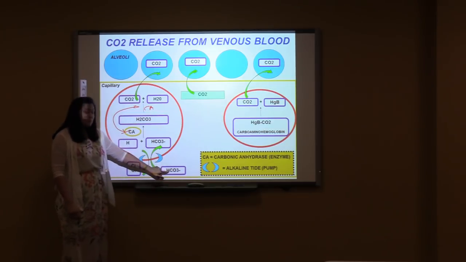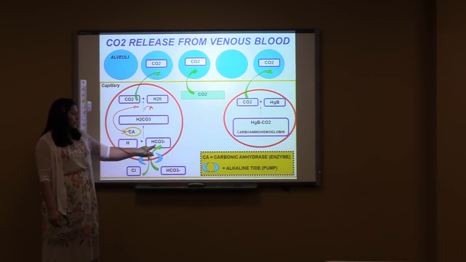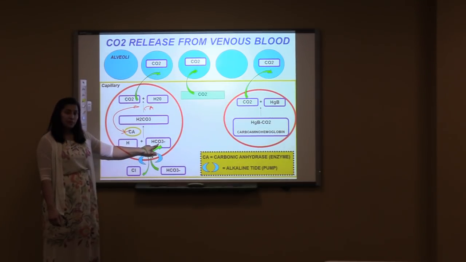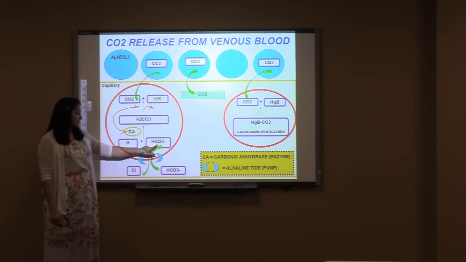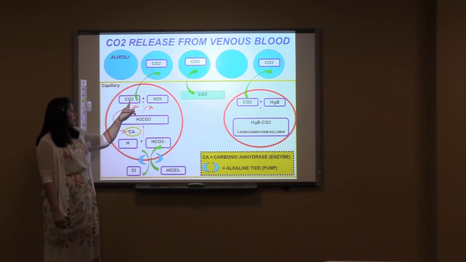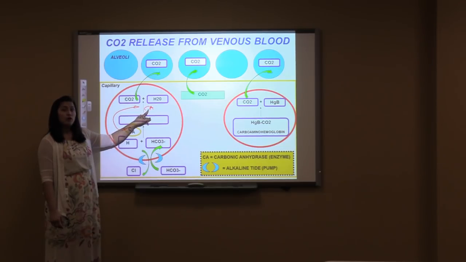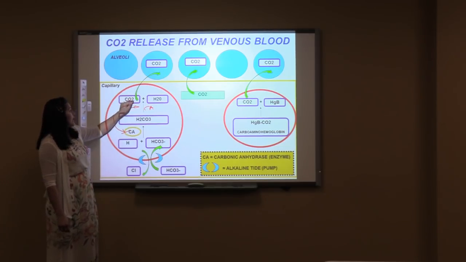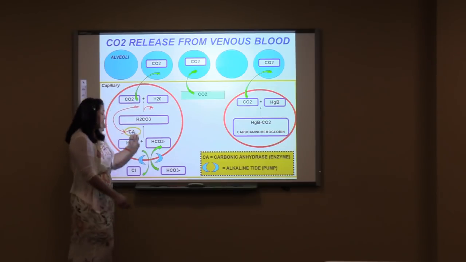So the 70% as bicarbonate that was in the plasma will come back in via the alkaline tide pump. In exchange, chloride comes out. Once the bicarbonate is in, it binds with hydrogen, forming carbonic acid. Carbonic acid breaks up into CO2 and water via an enzyme called carbonic anhydrase. And that 70% of CO2 diffuses out and enters the alveoli.